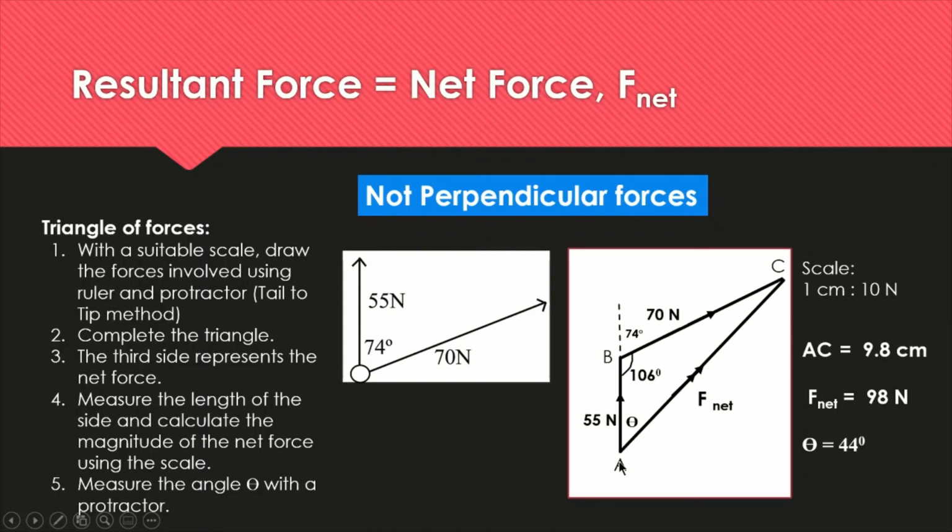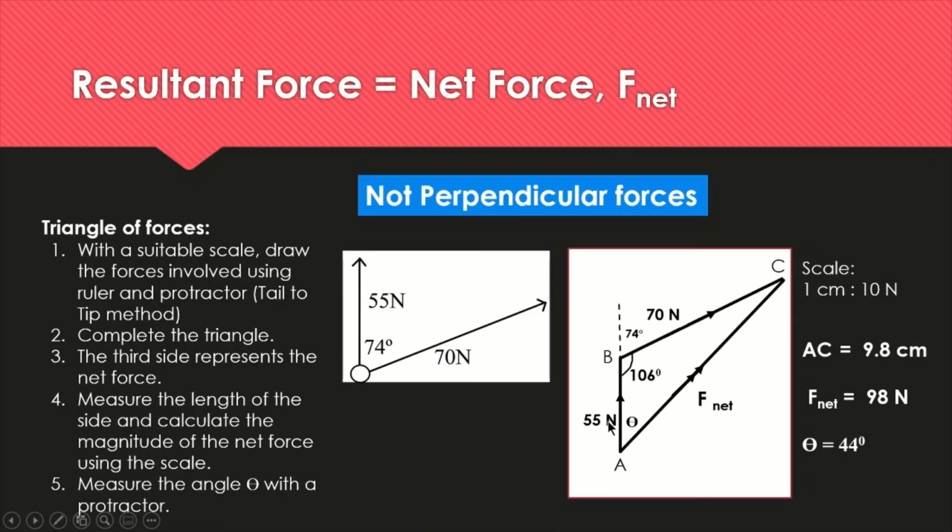We use a ruler to measure the length of AC, and using the scale, calculate the net force. Using a protractor, measure the angle theta, which is the angle of the net force with respect to the 55 Newton force.